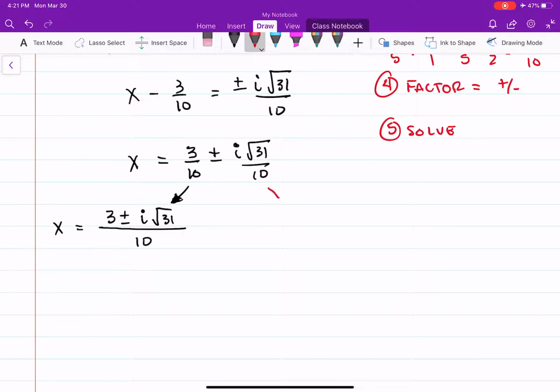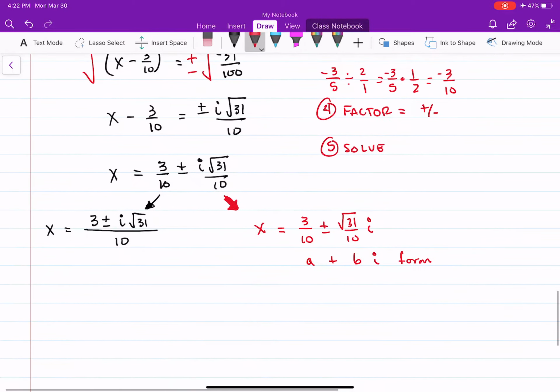However, now that we have been introduced to a plus bi form, that means I have a bigger expectation where I can write this in a plus bi form, which would be 3 over 10 plus or minus square root of 31 over 10 i. So this would be my a plus bi form.